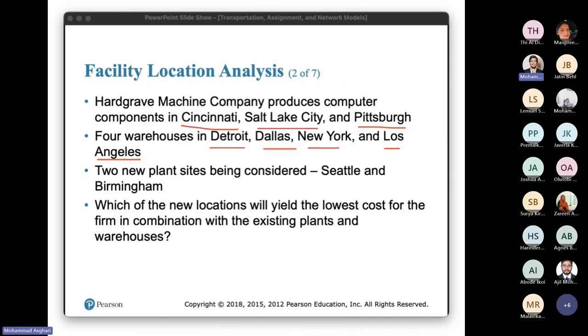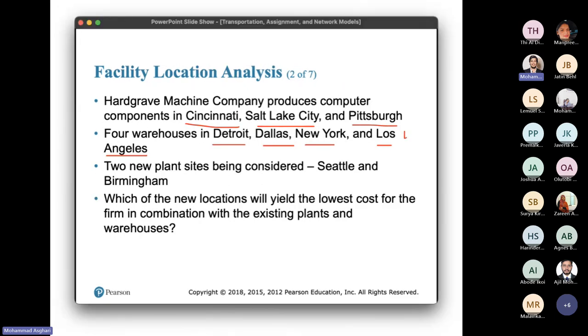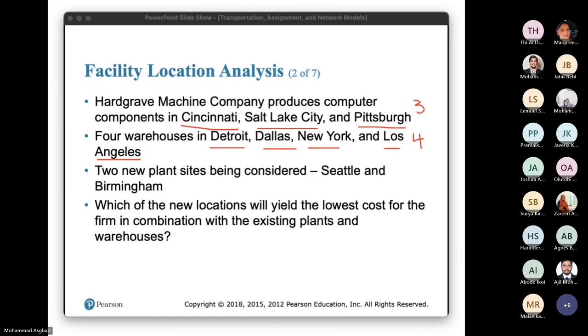How many destinations do we have? We have four destinations. We have two resources. What is the question? Two new planned sites being considered. So they are thinking to establish a new warehouse in two locations.